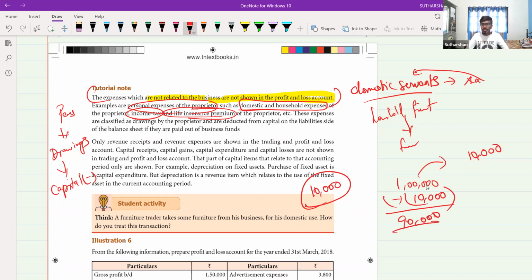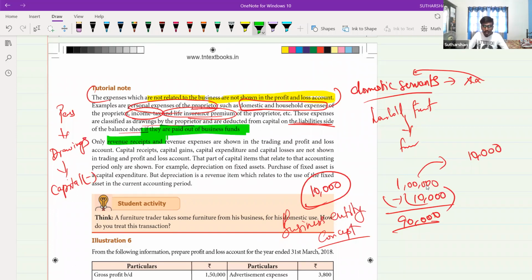ஏன் நம்ம பிசினஸையும் பர்சனலையும் தனித்தனியா பாக்குறோம்? Because of business entity concept. Because of which concept? Business entity concept. Business is different, owner is different. Okay, it is deducted from the capital on the liability side of the balance sheet if they are paid out of the business funds. Business funds la கொடுத்திருந்தா.